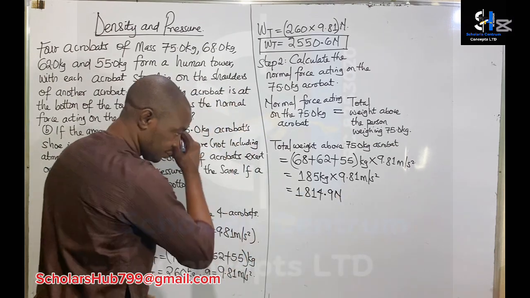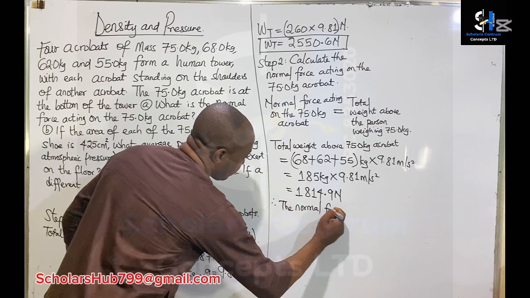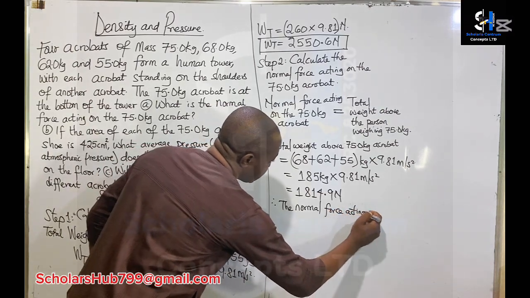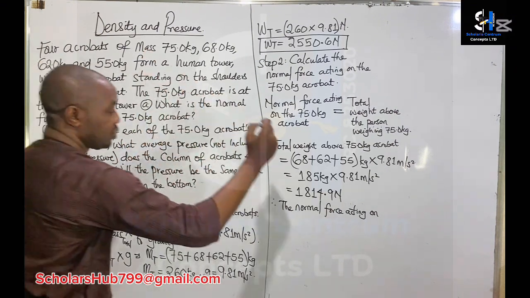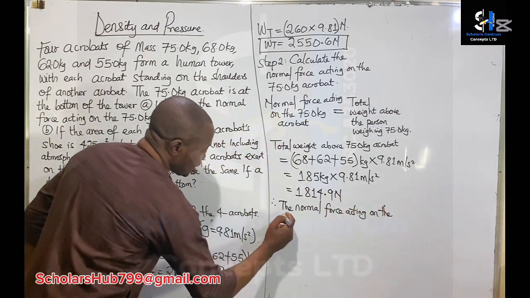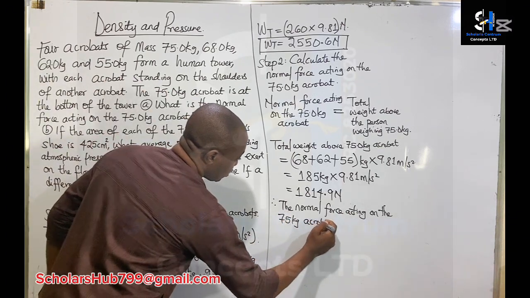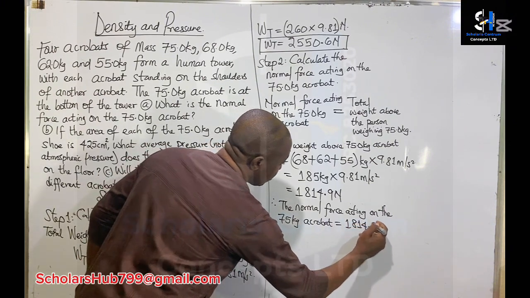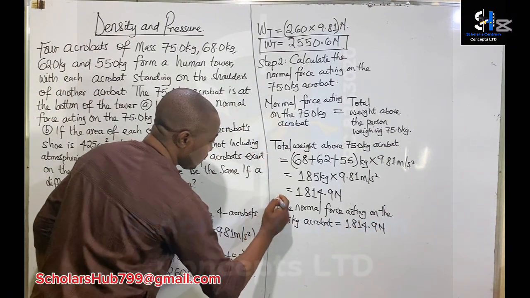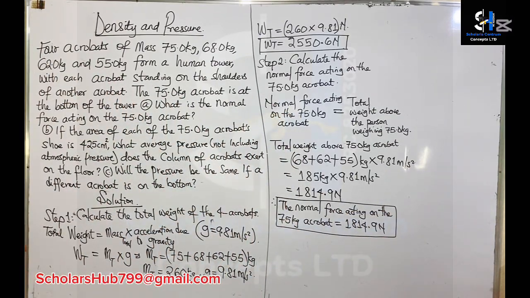That will give us 1,814.9 Newton. So we can say that the normal force acting on the 75 kilogram acrobat is equal to 1814.9 Newton. And that's the answer for the first question.